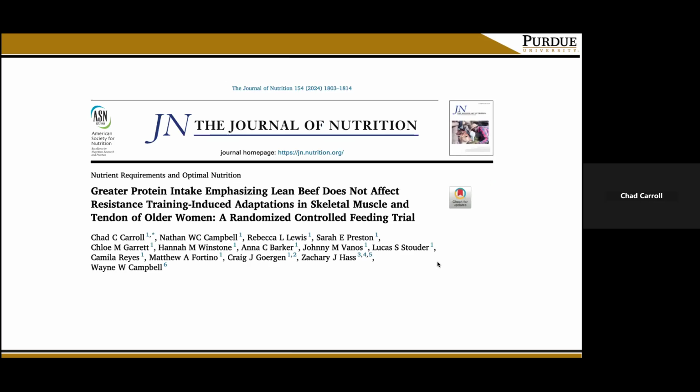So to make this really fast, I'll summarize this in one sentence. This was not my title that I chose, but this is what we had to put. And surprisingly, we didn't really see that much happen with the high protein group. So a little bit disappointing from that standpoint.